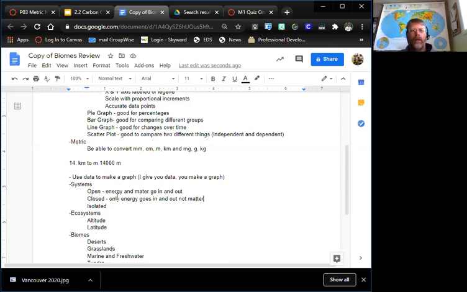Okay, an isolated system is theoretical, but we can get very close to it. So this would be like a hydro flask. You put your hot water in there and you seal it up with your lid. The water does not go in or out. The heat from the water does not go in or out. It is an isolated system.